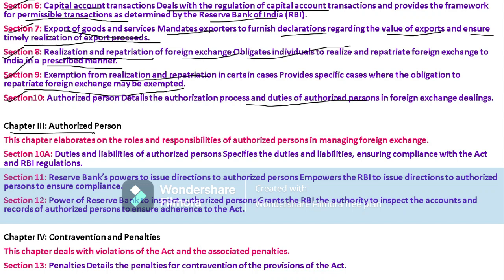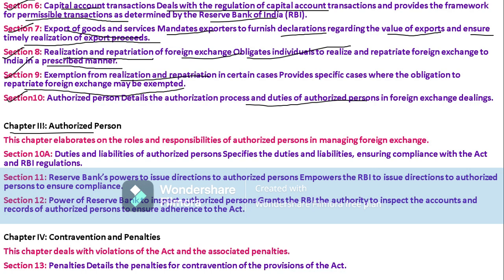Chapter 3 deals with the authorized person, because the authorized person is a very significant person in this FEMA Act. Why? Because no person can deal with foreign exchange except an authorized person. An authorized person is a licensed person to deal with foreign exchange. Therefore this authorized person's roles and responsibilities are very, very important. He is a significant person.